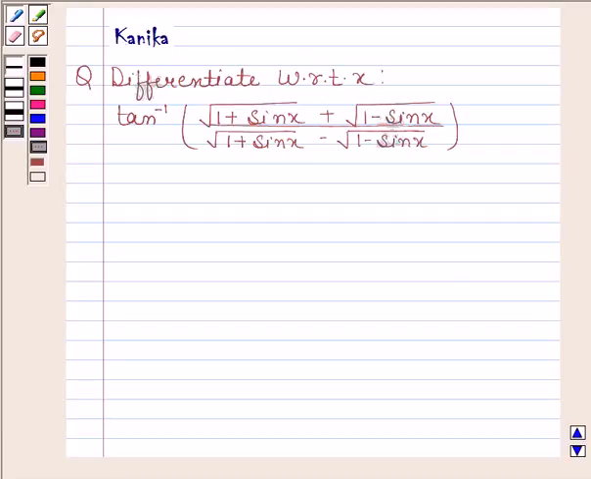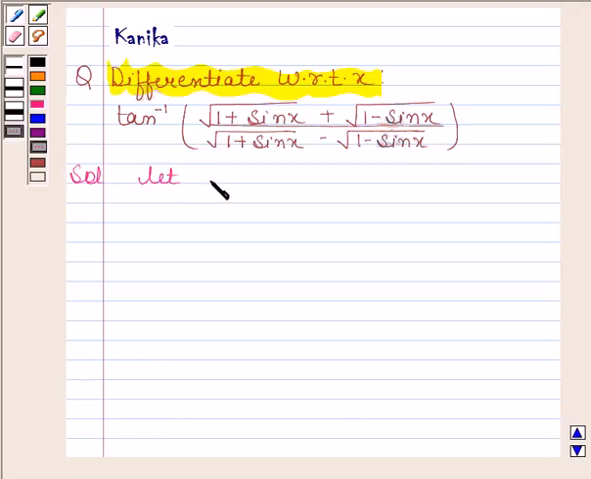Let us discuss the following question. The question says, differentiate with respect to x: tan inverse of square root of 1 plus sin x plus square root of 1 minus sin x, divided by square root of 1 plus sin x minus square root of 1 minus sin x. Now begin with the solution.